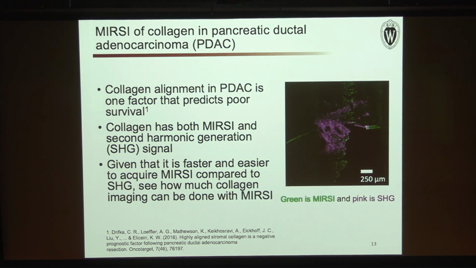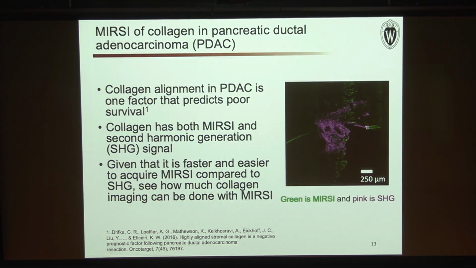I'm going to switch gears here. This is a second project that we are doing in our lab. Instead of using CMIRC, we are going to use just MIRC, which is conventional spectroscopy. And then what we're trying to do here is to image collagen on pancreatic tissue samples. The idea is that we want to use MIRC because we can do this in a faster way. Faster way, I mean 1 minute.